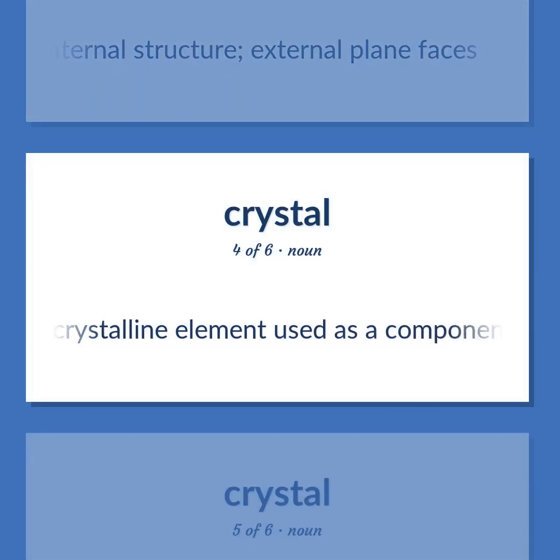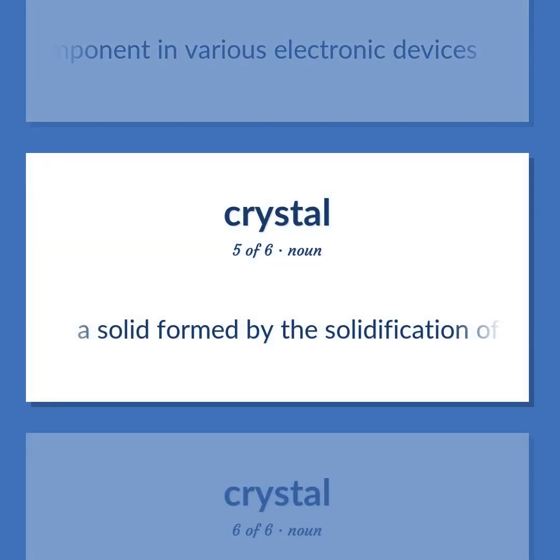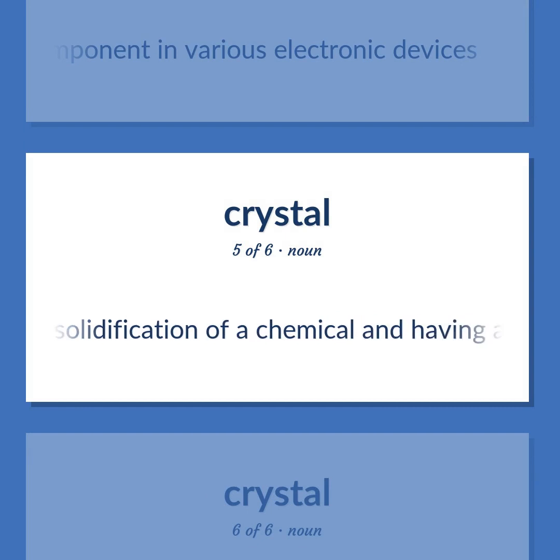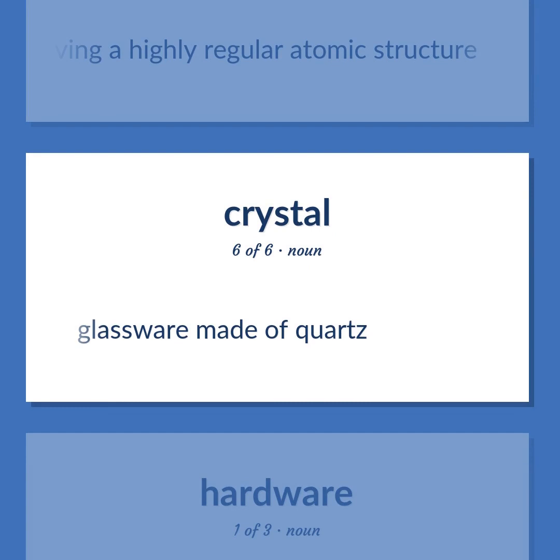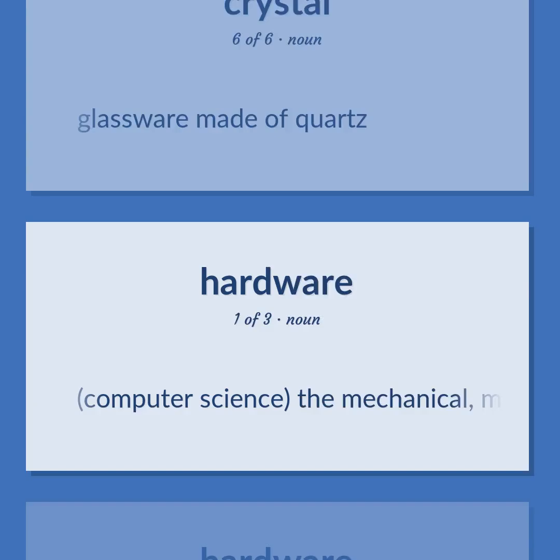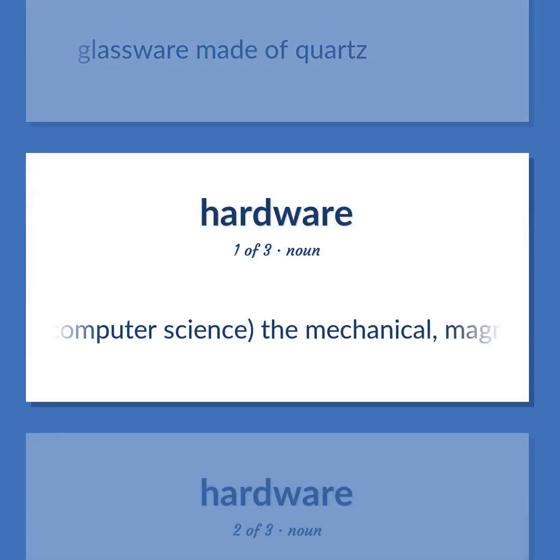A crystalline element used as a component in various electronic devices. A solid formed by the solidification of a chemical and having a highly regular atomic structure. Glassware made of quartz. Computer science, the mechanical, magnetic, electronic, and electrical components making up a computer system.